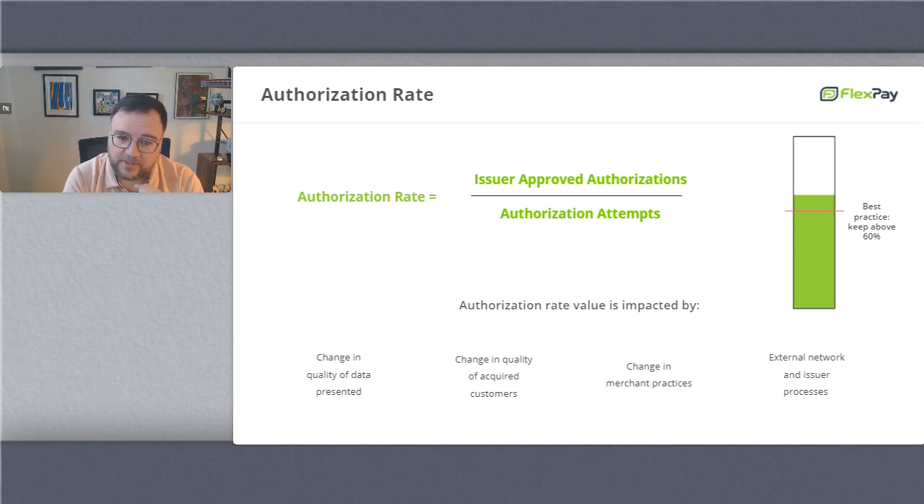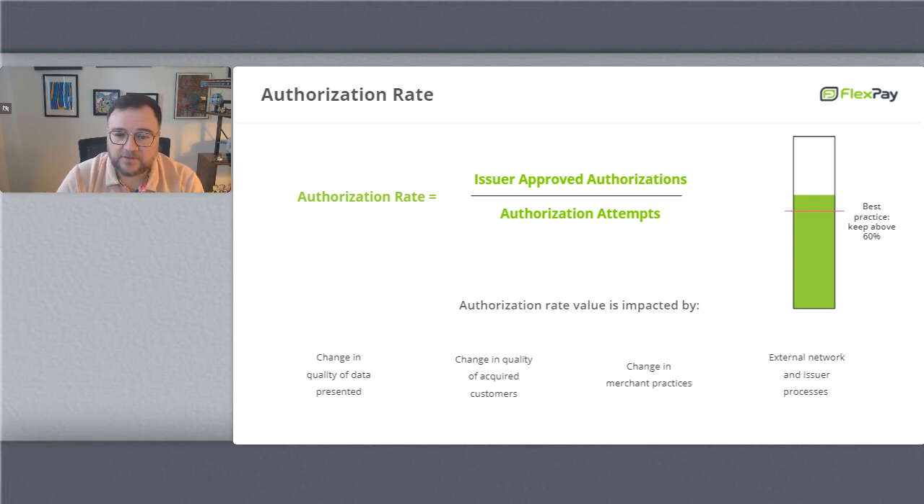What will be affecting your authorization rate is things like changes in the quality of data you're presenting to the payment gateway, the way you're building your payload, what you're sending in. The types of customers you're acquiring, and what marketing sources you're getting them from, will have an impact as well. Different practices within your business, your MCC codes, the types of cards you're accepting, whether prepaid cards or not, and any potential network or issuer outage can also have an impact.